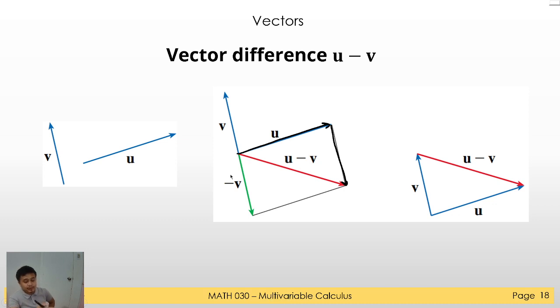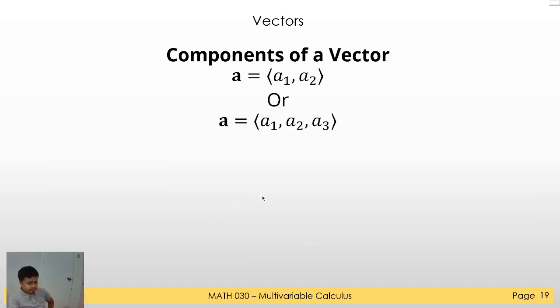Essentially, this is the sum of u plus negative v. So you can do this alternatively. You can start with negative v, and then add the u, and you will get the same value. Again, this is the parallelogram law.